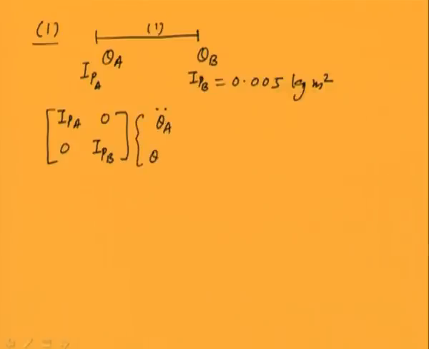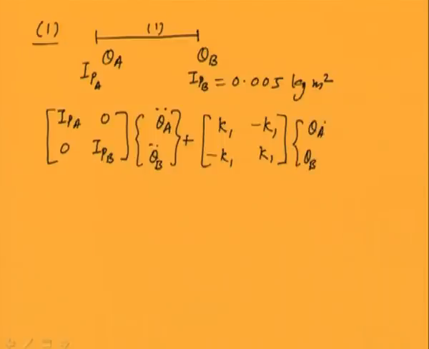This is the first element. K1 is the stiffness of element 1, and these are the torques, internal torques.